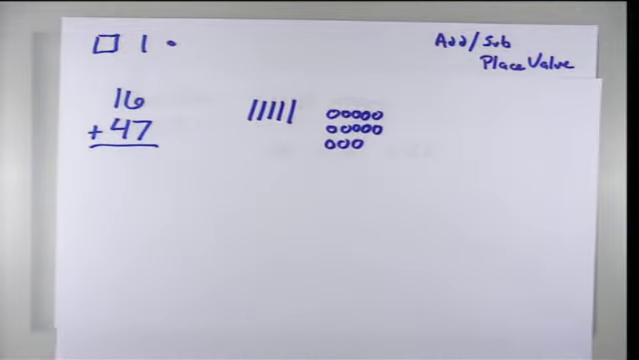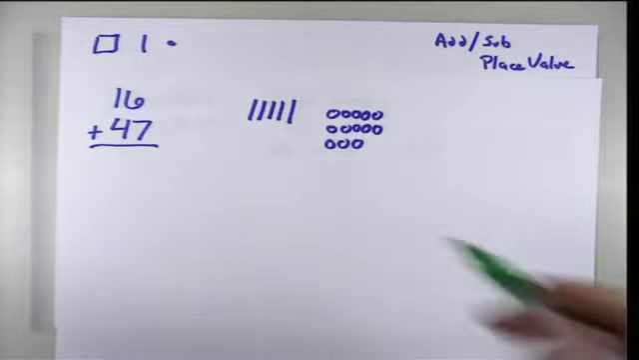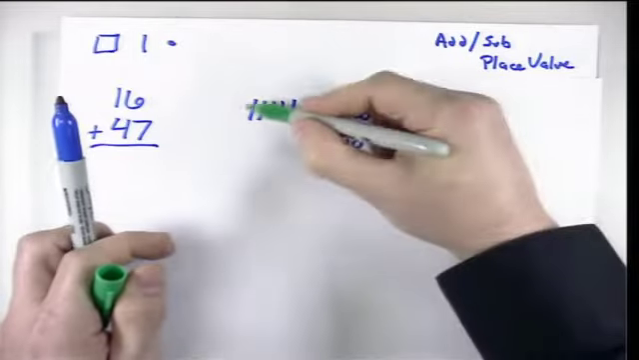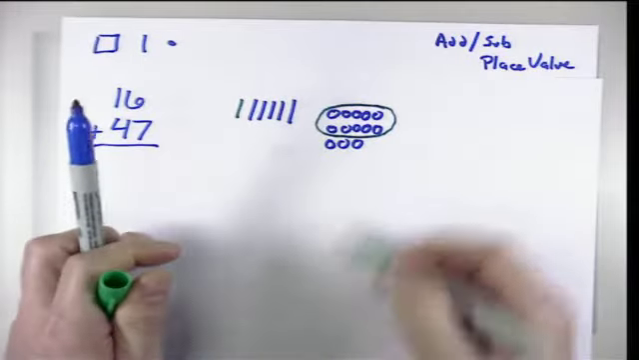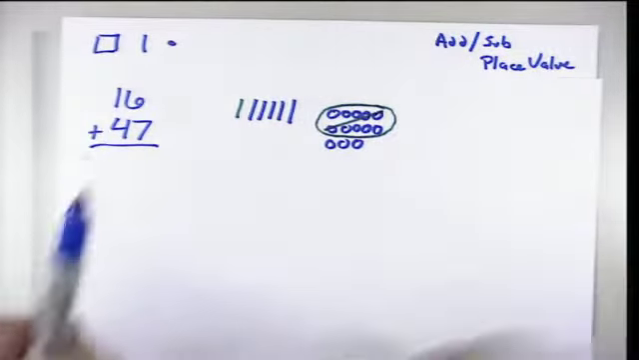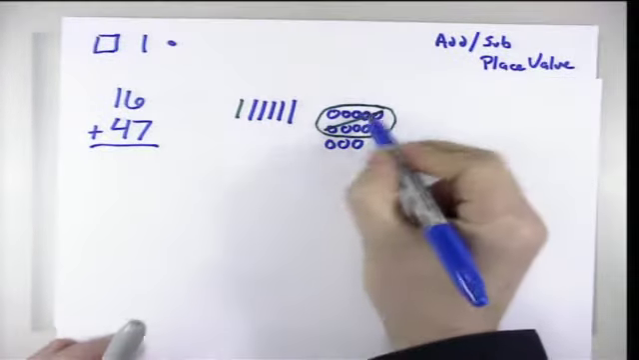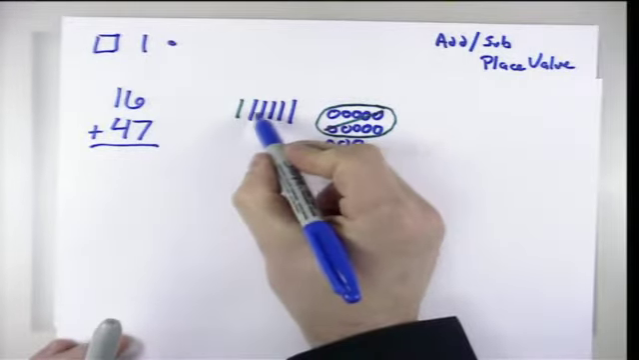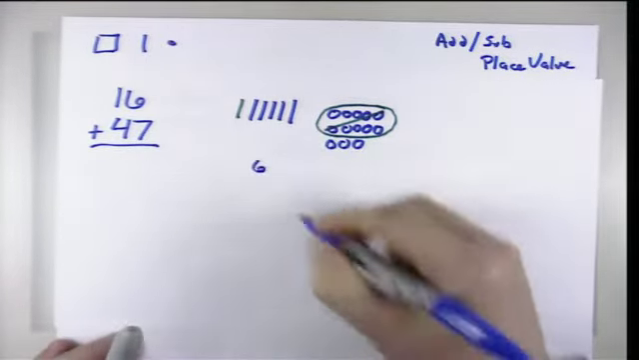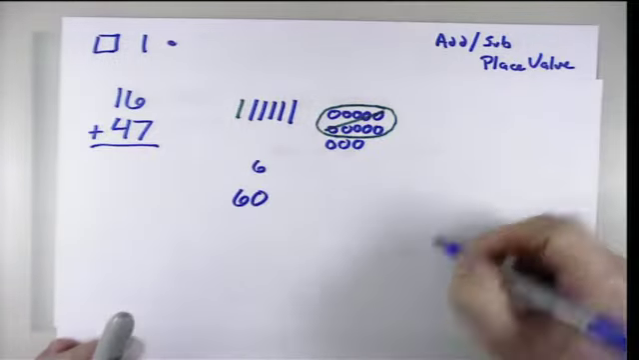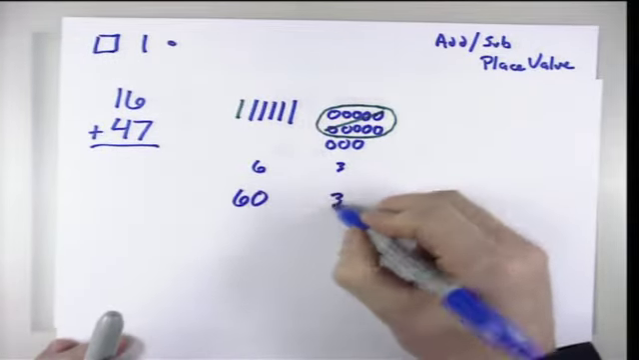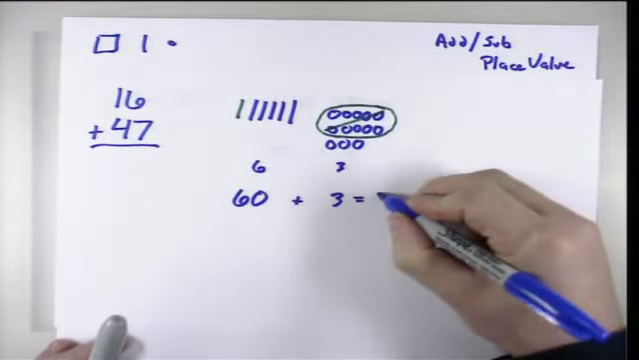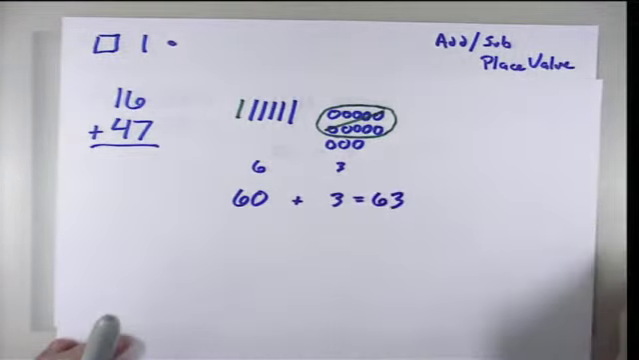What I've done is create a nice and easy way for students to see that I have 10 ones here, and that's going to give me an extra 10. So this is setting up that idea of carrying. Now that I've taken 10 ones and given myself an extra 10, I can count 6 tens, which have a value of 60, and 3 ones, which have a value of 3. When I recompose those numbers, I get a sum of 63.